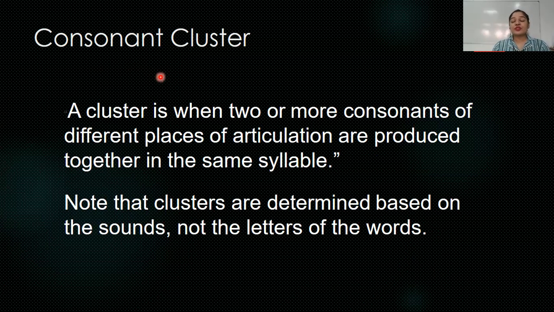Now we are going to talk about consonant clusters. A cluster is when two or more consonants of different places of articulation are produced together in the same syllable. Different places, as in, when I'm saying s, my tongue is in one position, and then along with that I'm saying l, and the position of the tongue changes. Note that clusters are determined based on the sounds, not the letters of the word, which I've been saying from the beginning.